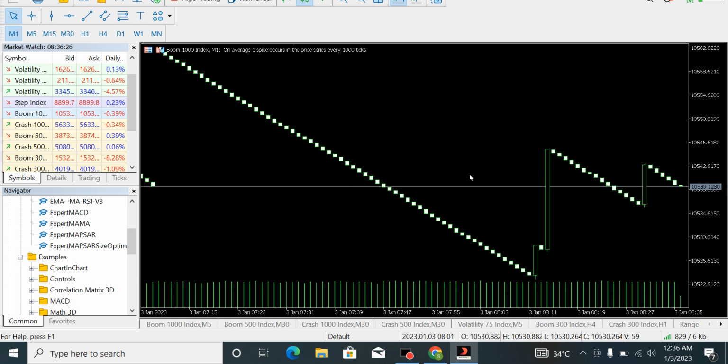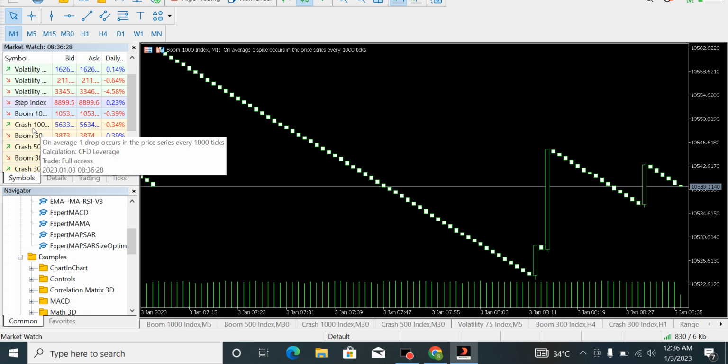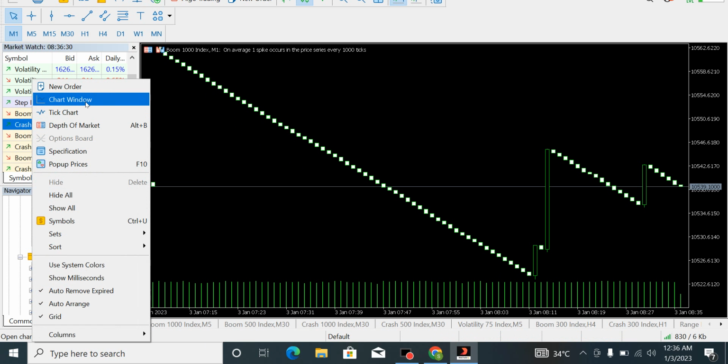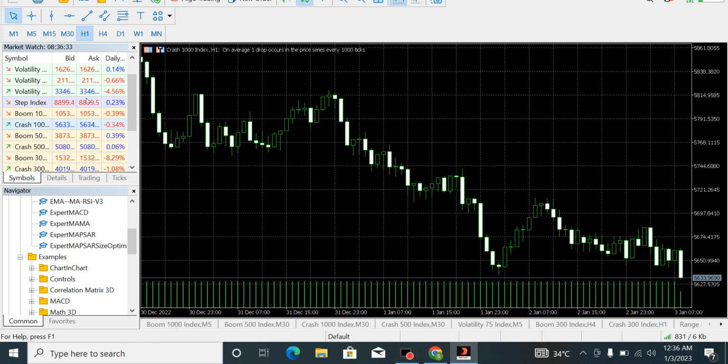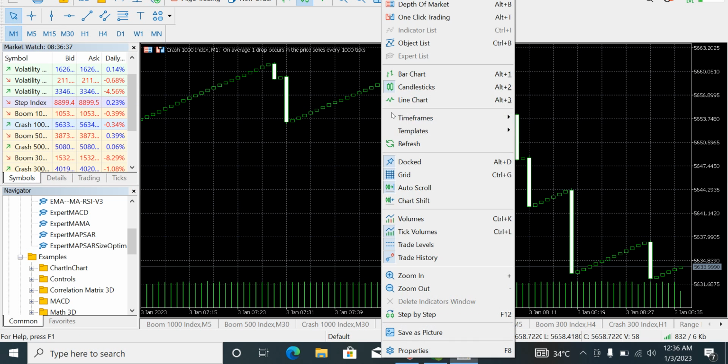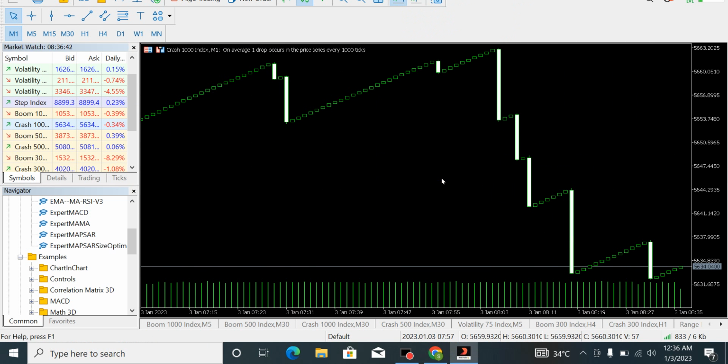Okay, so this is boom, and of course we can also launch crash. Let me launch crash 1000. Okay, this is crash 1000 also. Okay, so I'm going to take it to 1 minute also, and I'll make it nude. Okay, so that is how you can launch your chart window. Okay, this is my chart window for crash 1000.